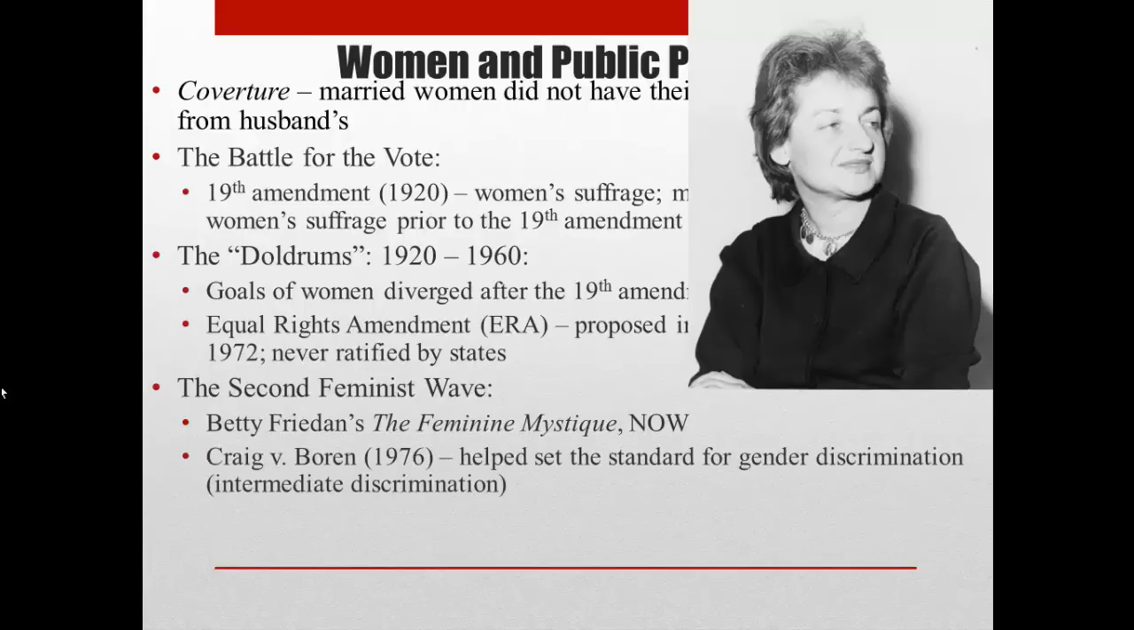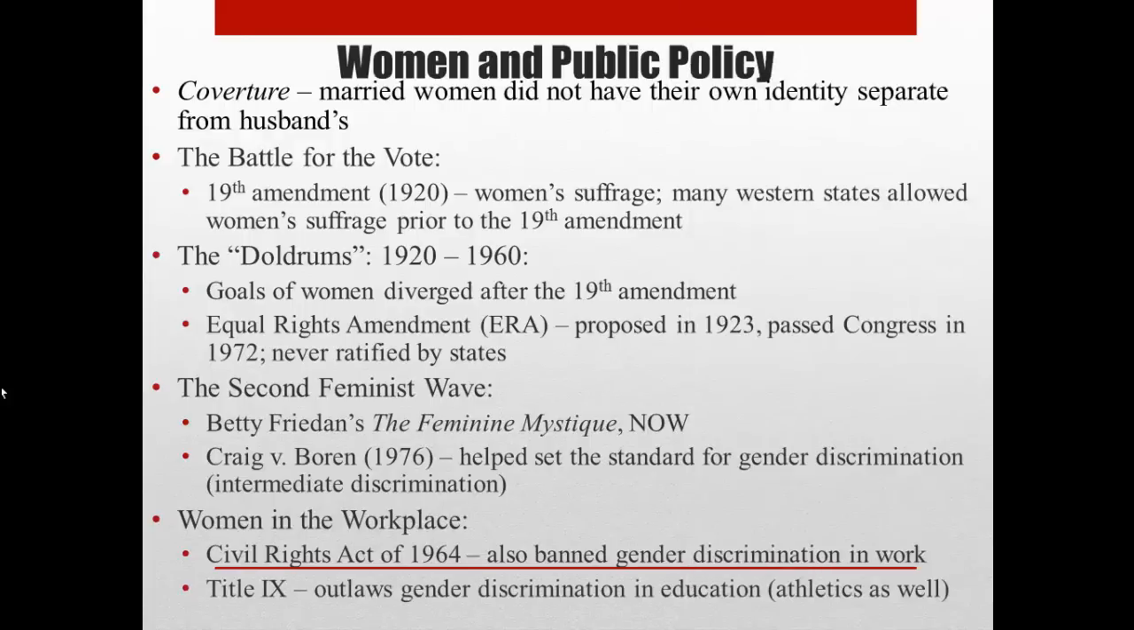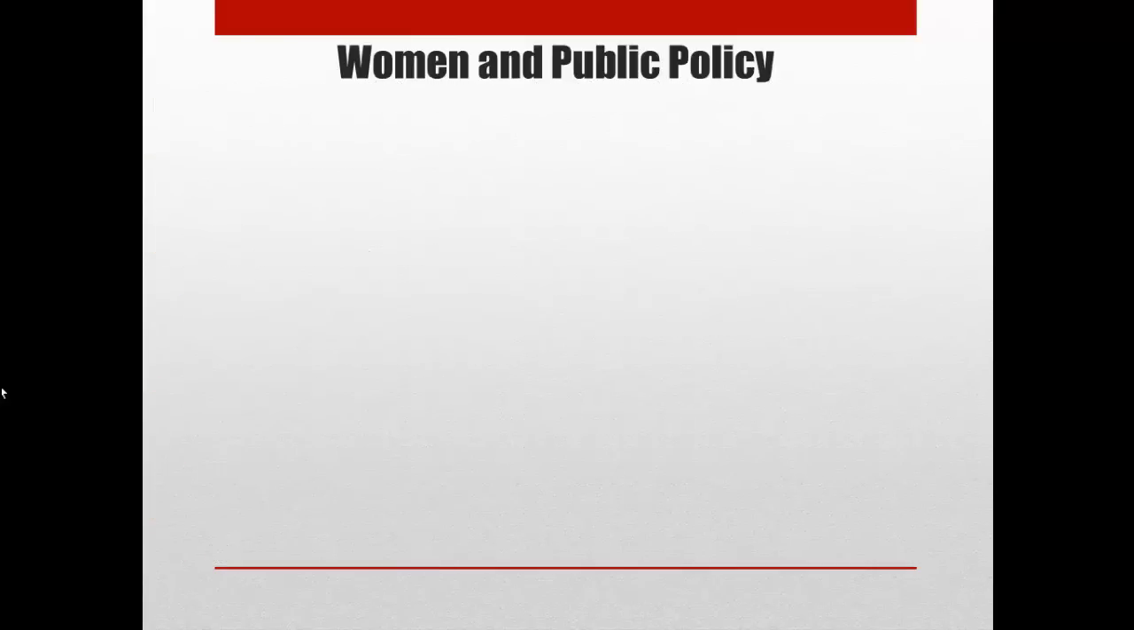And in Craig versus Boren in 1976, this helped set the standard for gender discrimination. Again, going back to the idea of the intermediate scrutiny that we talked about earlier. Women in the workplace: the Civil Rights Act of 1964 banned gender discrimination in work, and Title IX outlawed gender discrimination in education. And this applies to athletics as well. Few things have done as much for women's sports in both high schools and colleges as Title IX. It provides lots of funding for equal opportunity for men and women in education.